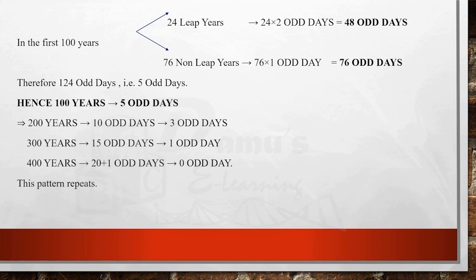This pattern will repeat. That means 500 years you can split as 400 plus 100. Therefore 0 plus 5 odd days, and likewise. So all you need is to know the pattern 5310. The rest of the things I explained just to give you clarity. In order to solve the problem, what we need is the pattern, that is 5310.